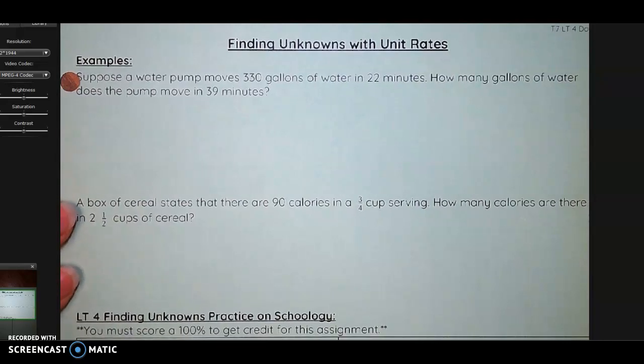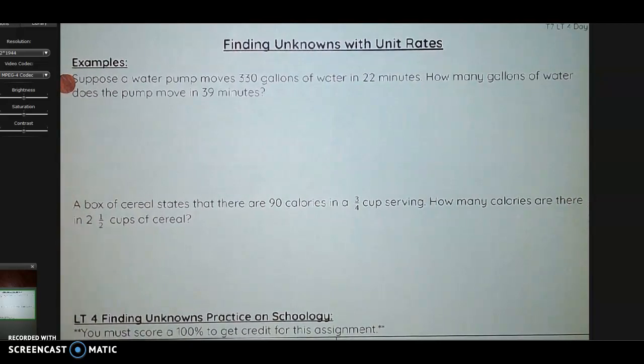Alrighty, so today we're going to be using our unit rates to find some unknowns. And this first one right here is talking about pumping water, and you're like, why on earth would you want to pump 330 gallons of water in 22 minutes? Well, say your house floods and your whole entire basement's full of water and the fire department comes and they want to pump the water out. You want to know how long it's going to take to pump that out. They probably have other houses to go to, possibly too. So they want to find that out.